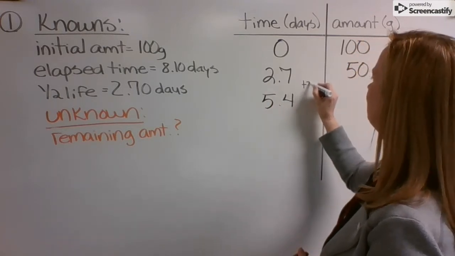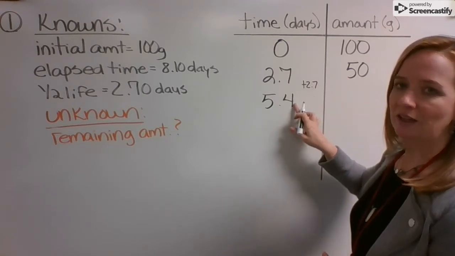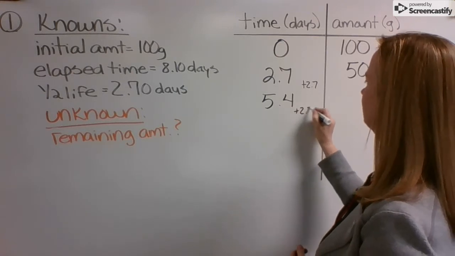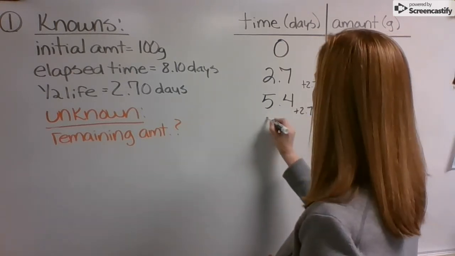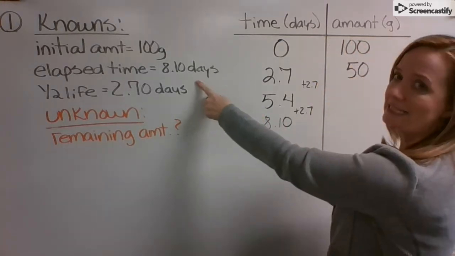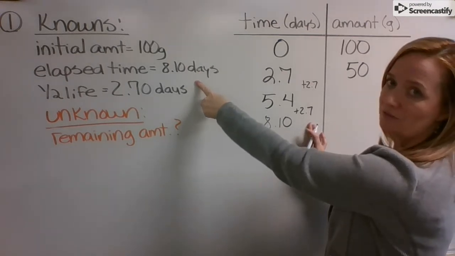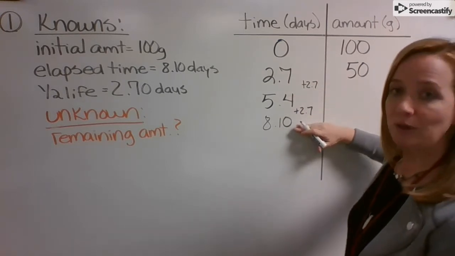5.4. So you don't have to write this, but this is what we just did. We added 2.7 and got 5.4. Now I'm going to add 2.7 to 5.4, and I'm going to end up with 8.10. And sure enough, that is the number of days that have elapsed. So how many half-lives have gone by? 1, 2, 3.